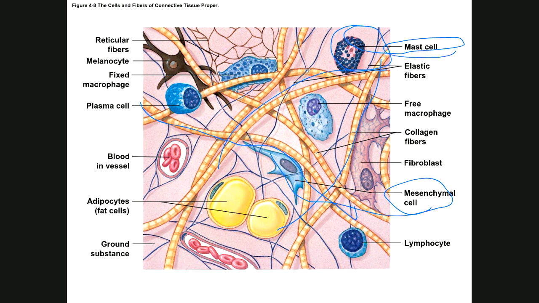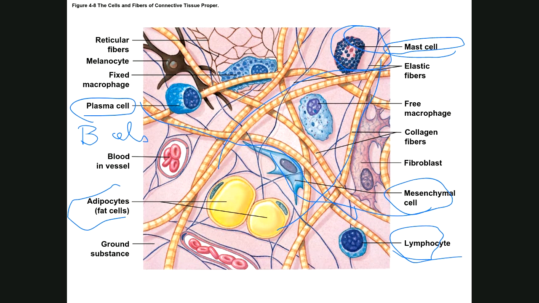Mast cell has two important secretory products: histamine, which is a vasodilator, and heparin, which is an anticoagulant that prevents blood from coagulating. Lymphocyte plays an important role in the immune system. Adipocyte is for fat. Blood vessels carry oxygen and nutrients. Plasma cells are similar to B cells. And these are all reticular fiber.